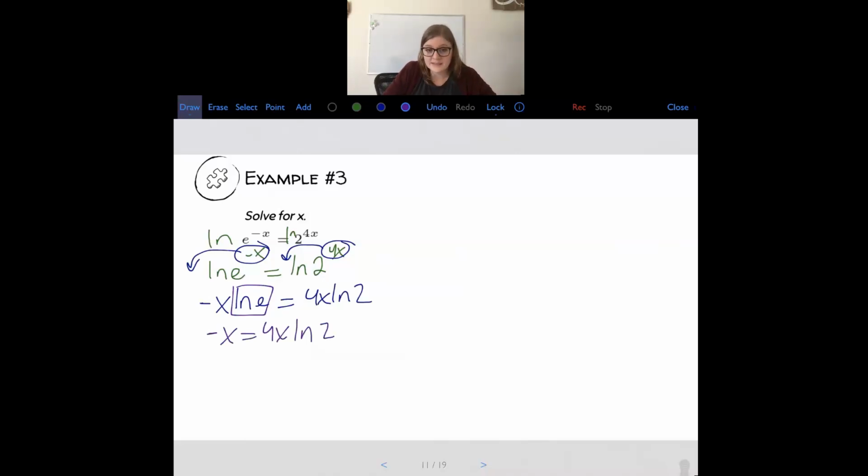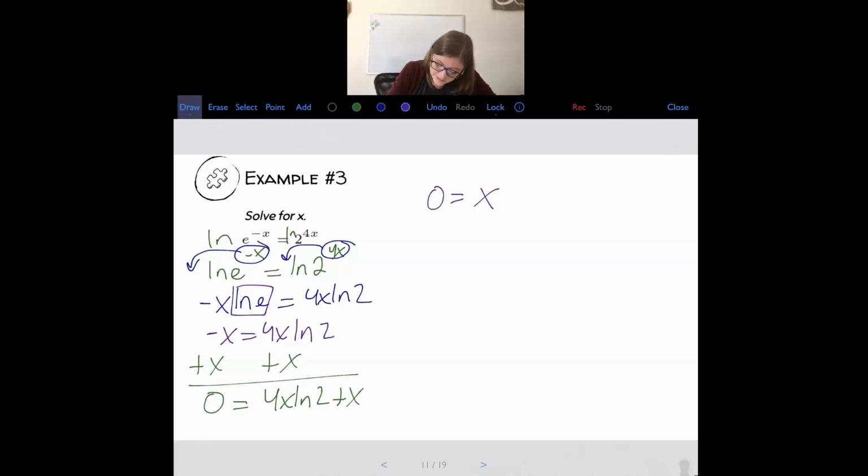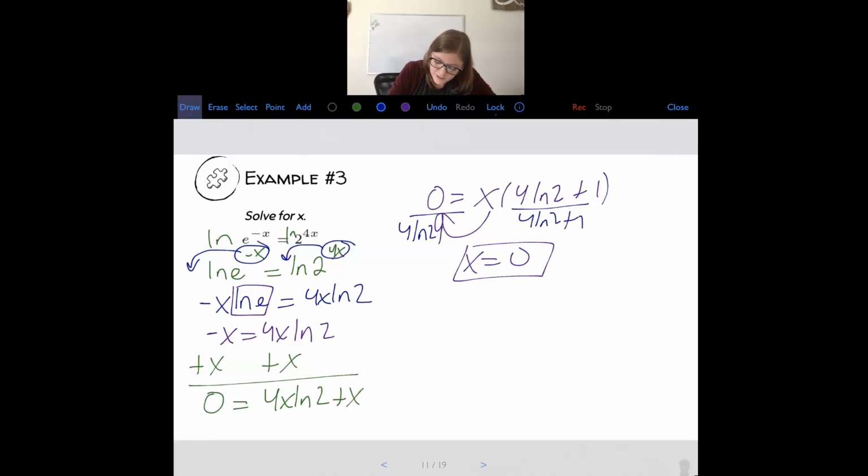Okay, so we get our x's together so that we can solve. So I'm going to add x to both sides. So I have 0 is equal to 4x ln 2 plus x. Again, we factor out an x. So we have 0 is equal to x times 4 ln 2 plus 1. And this gives us x is equal to 0. Again, you could divide both sides by 4 ln 2 plus 1, but 0 over any number is 0.